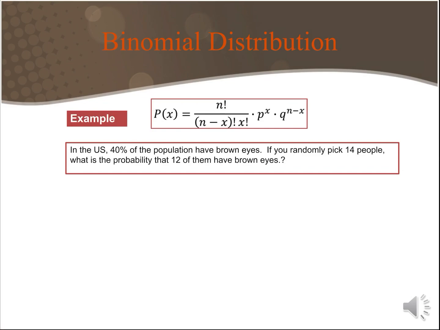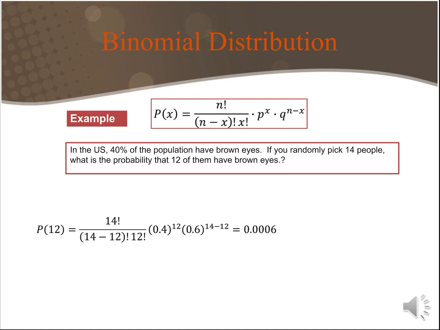Okay, another example. In the US, 40% of the population have brown eyes. If you randomly pick 14 people, what is the probability that 12 of them have brown eyes? So it looks like our probability of success is 0.40. That would be our P. That means that Q is 0.60. 14 people is the N, the number of trials, or the number of people we selected.